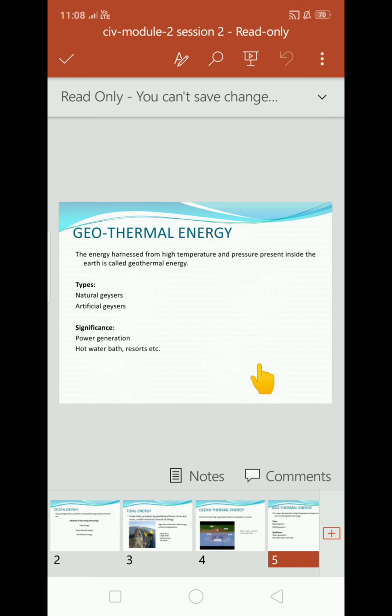Now the significance: the power generation from this energy is higher than solar and wind energies. The energy produced using geothermal energy is high compared to solar and wind energies, and it can be brought online quickly. It is available quickly compared to other renewable sources, and is used for direct uses such as hot water baths, resorts, aquaculture and greenhouses.